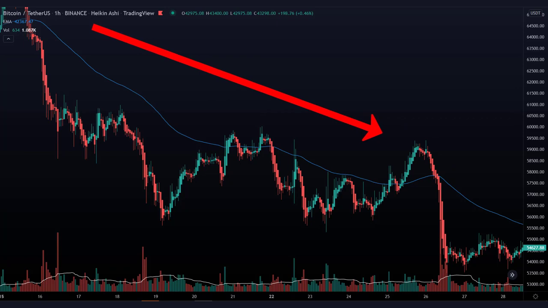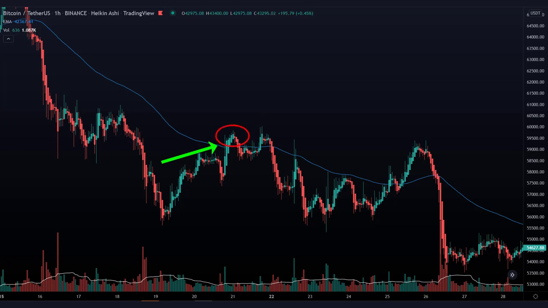As you can see here, the price is clearly moving in a downtrend. In this case, we want to see an increase towards the 100 moving average line. At that point we are waiting for a red Heikin Ashi candle instead of a green one. And after that we want to see a red volume bar above average.